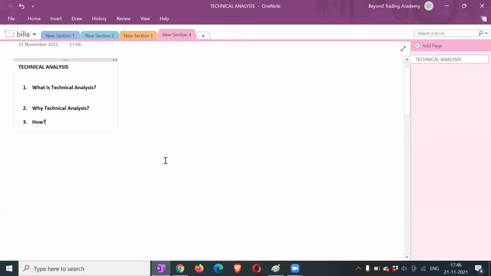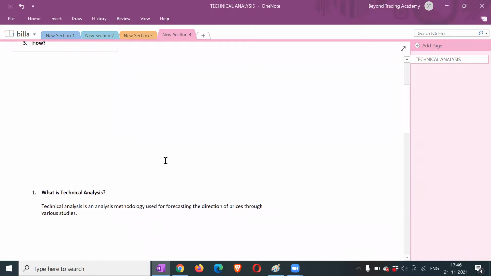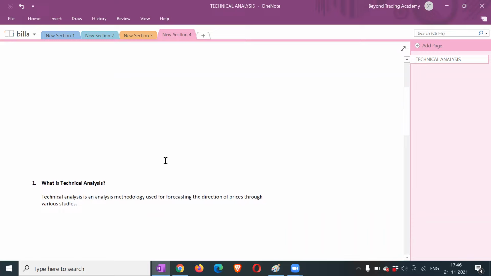So before that, let's look at it. Technical analysis is an analysis methodology used for forecasting the direction of prices through various studies. Again, it may not sound like a detailed definition, and we are not school-going students to know everything in detail, and we are not going to memorize things and go and write in the exam. It's all about understanding. It's nothing but an analysis to predict the movement of prices in the upcoming future. So that is what technical analysis is, nothing else.